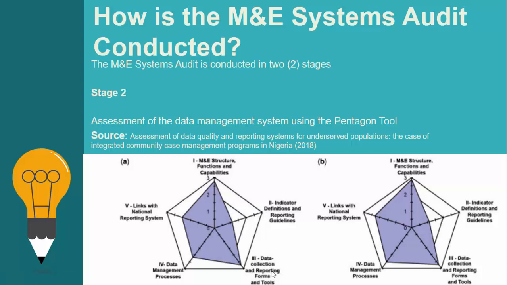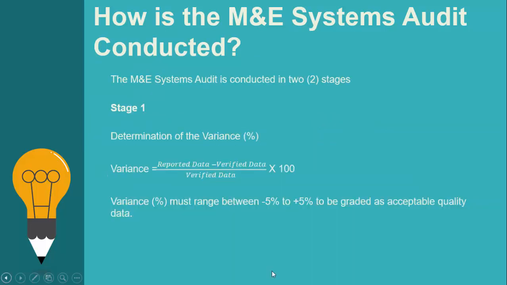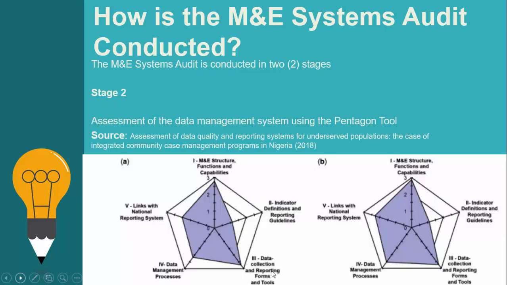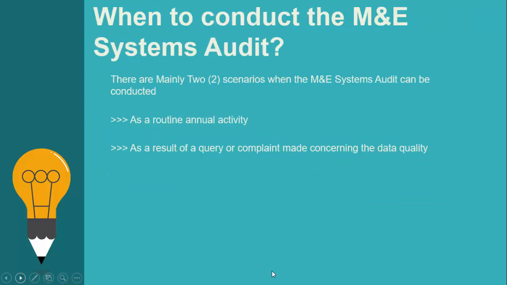So when you combine the audit findings in stage 2 and the audit findings in stage 1, you're going to have basically completed your assessment. All right. And then you can generate a report that will inform decision making in the organization.